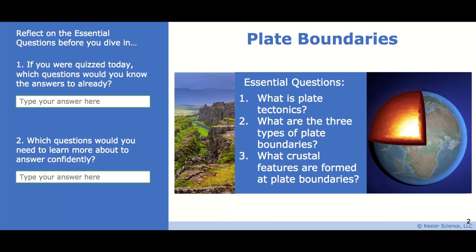Now on the left side, you'll have reflect on the essential questions before you dive in. These are prior knowledge questions, so it's okay if you don't know the answers to them. But the first question is, if you were quizzed today, which questions would you already know the answers to? And number 2, which questions would you need to learn more about to answer confidently? After this PowerPoint, hopefully you are able to answer all of the questions confidently.